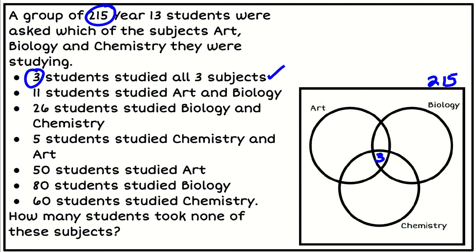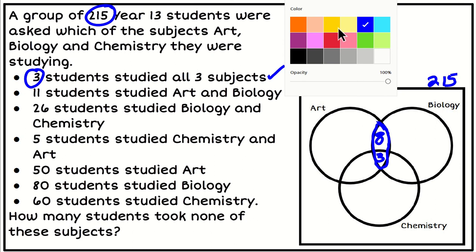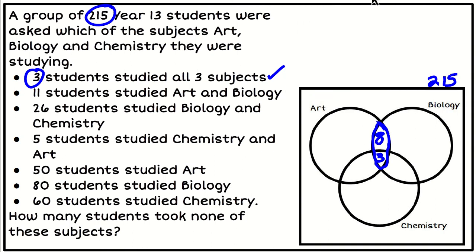11 students do art and bio, so that's art and bio together. So that tells me that this whole piece here has to equal 11. So if one part of it's 3, then I know that this part here must be 8, because 8 plus 3 adds up to 11. Okay, so that's dealt with that one.